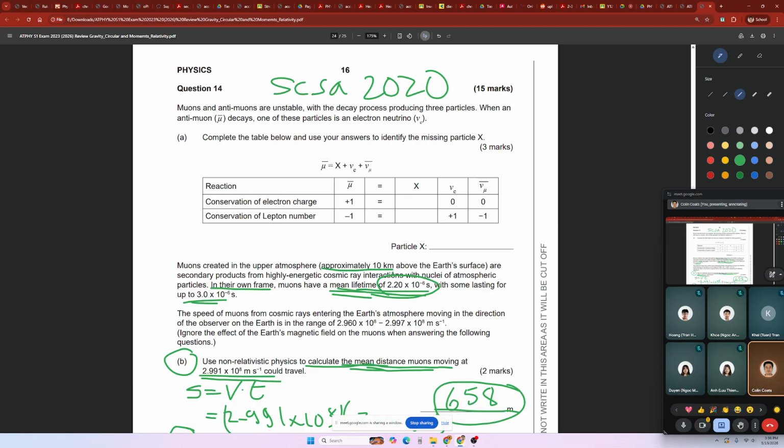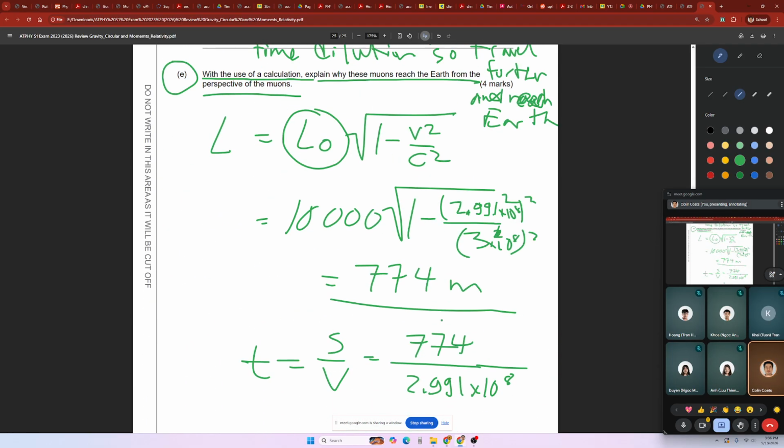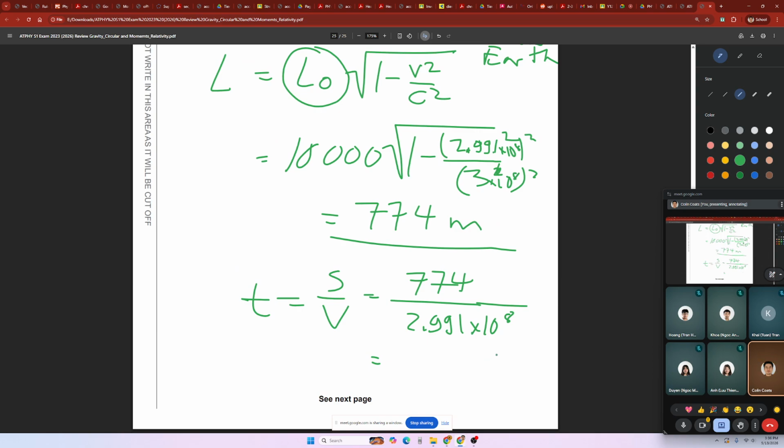If that number is larger than this, that means the muon has enough time to reach the Earth before it's the end of its life. It reaches its half-life. Okay? So we got to beat this number, 2.2 times 10 to the negative 6 seconds. So this should be greater than that. We'll check to see if that's true. If it is, then we know it will reach the Earth's surface.